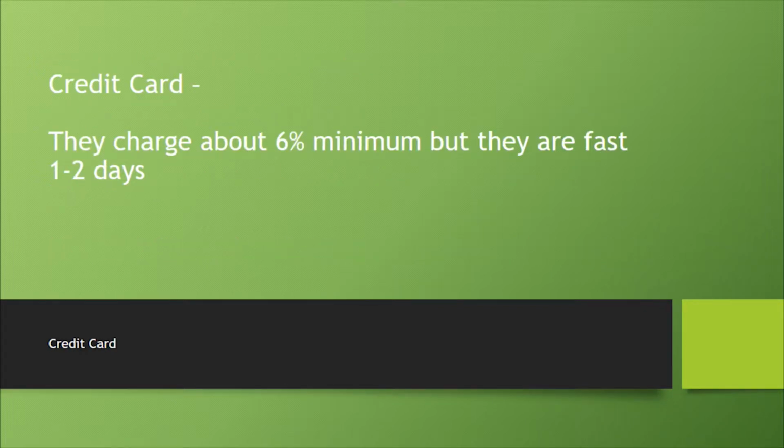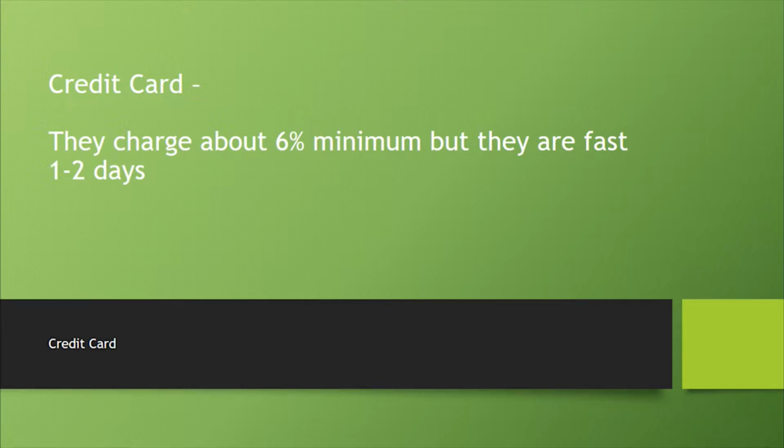Credit card. You can do credit card. It's actually one of the faster ways to put it in. Again, they do charge a 6% minimum. I think that's about right, and that's pretty much flexible. It also depends on what your credit card charges as well. But Coinbase does charge you a 6% minimum.